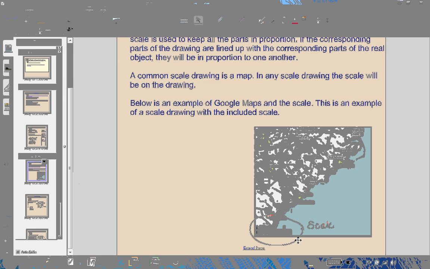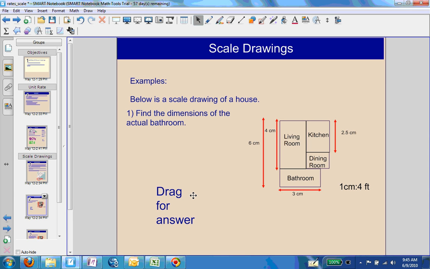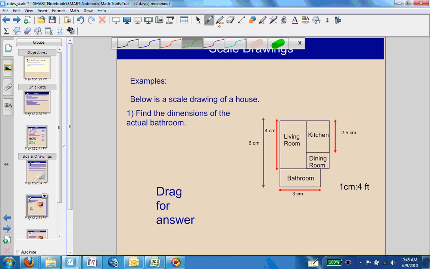Some examples of things. There is a blueprint of a house, and we're going to find the dimensions of the actual bathroom. So we know on this drawing that it's 3 centimeters in length, and we need to figure out how many centimeters in width. So we're going to have to do a little bit of math just to figure that out.